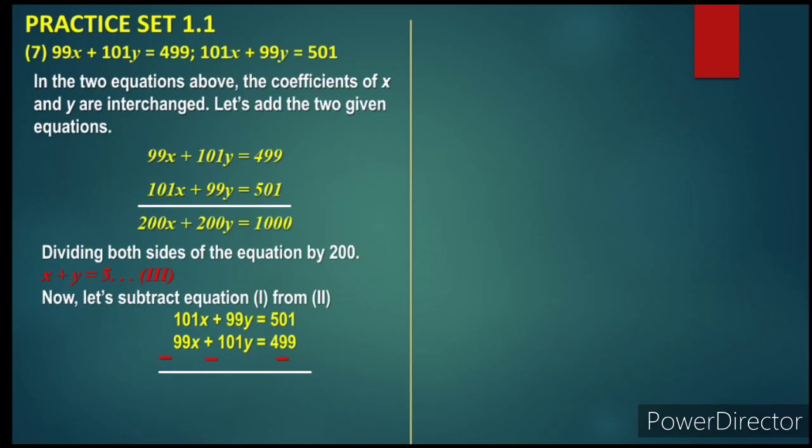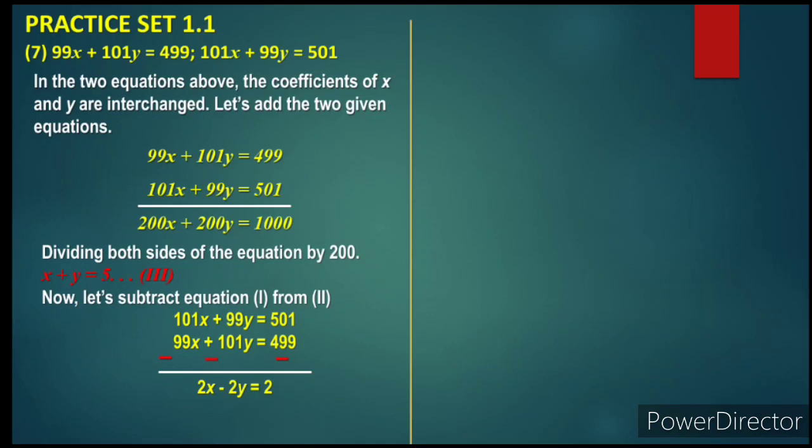As 99 was positive, it is written minus, plus will become minus and plus will become minus. So 101 minus 99 is 2. Then the sign of the greater number is minus, so minus 2y. 501 plus minus 499 is 2. So 2x minus 2y equals 2.